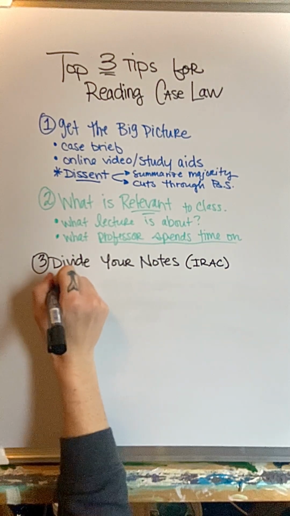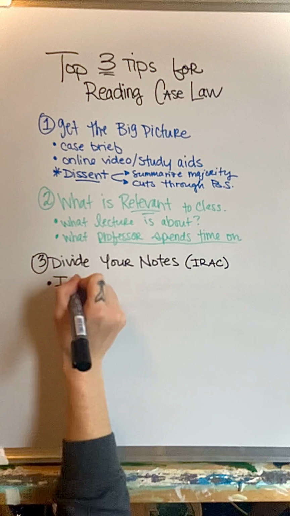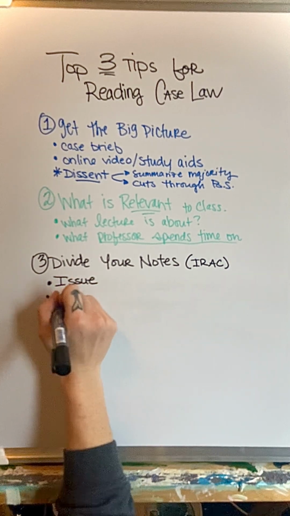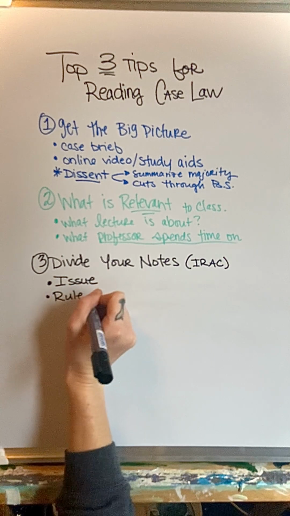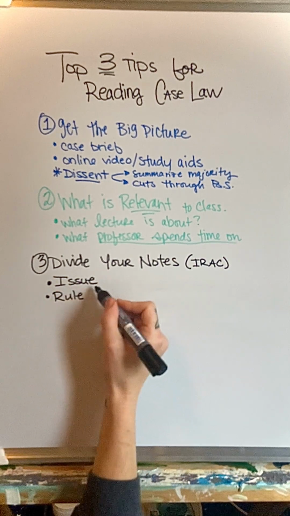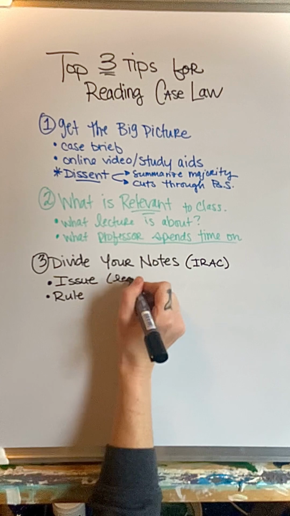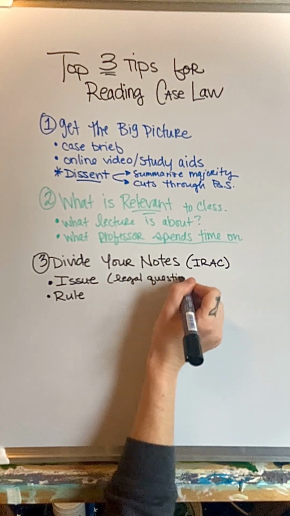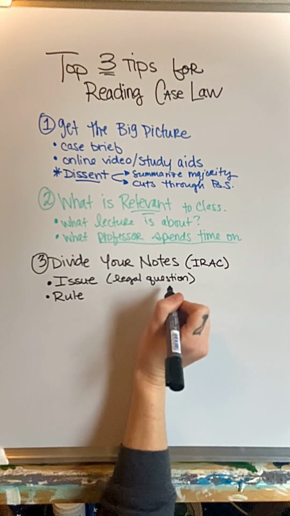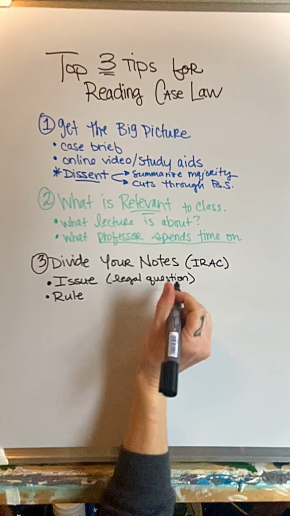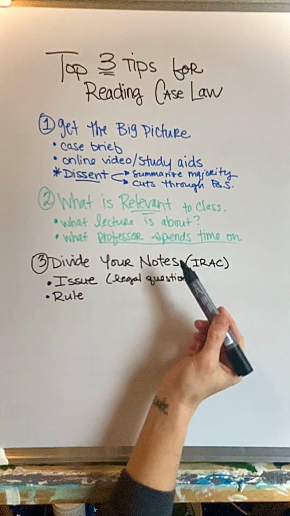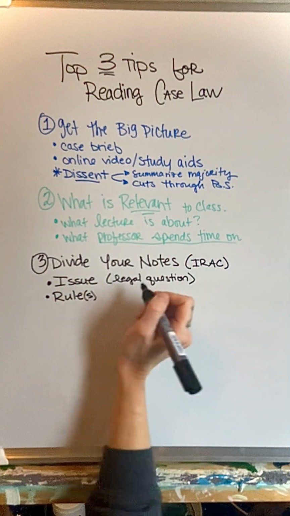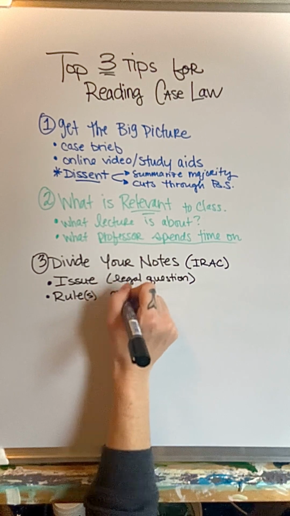I always did issue, of course, right? And then the rule. And these two are really important, right? Because the issue is the legal question before the court, and it is always quite narrow. And this is critical to understanding the big picture and knowing what's relevant to your class. The rules, which there can be more than one, is the applicable law.